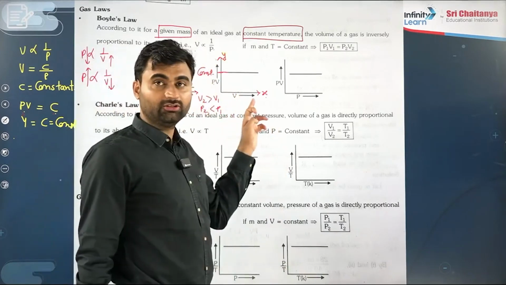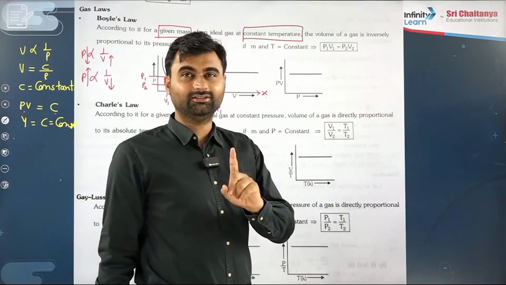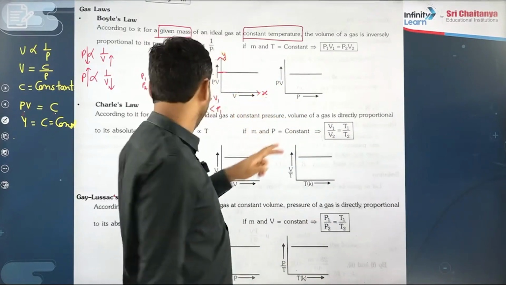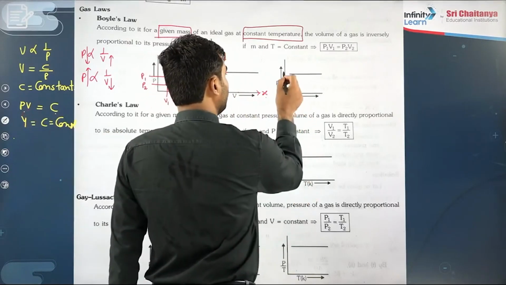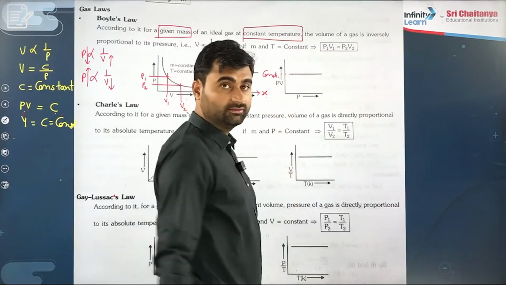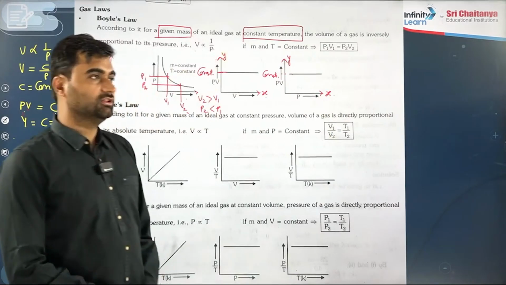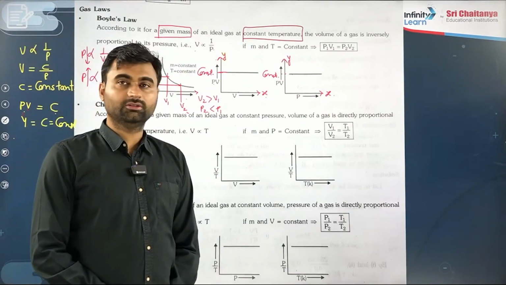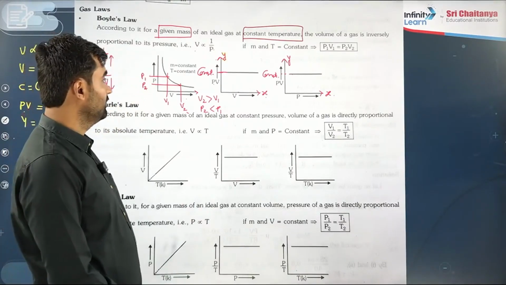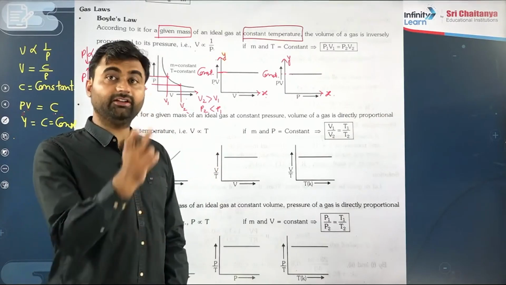Here we drew the graph between PV and V. Here we drew the graph between PV and P. Both are constant. PV is not changing by changing pressure, and PV is not changing by changing volume. Why? Because PV is constant. Here also, this is constant. Clear? This is the y-axis and this is the x-axis. So we understood the graph between pressure and volume first, then PV and volume, then PV and P.